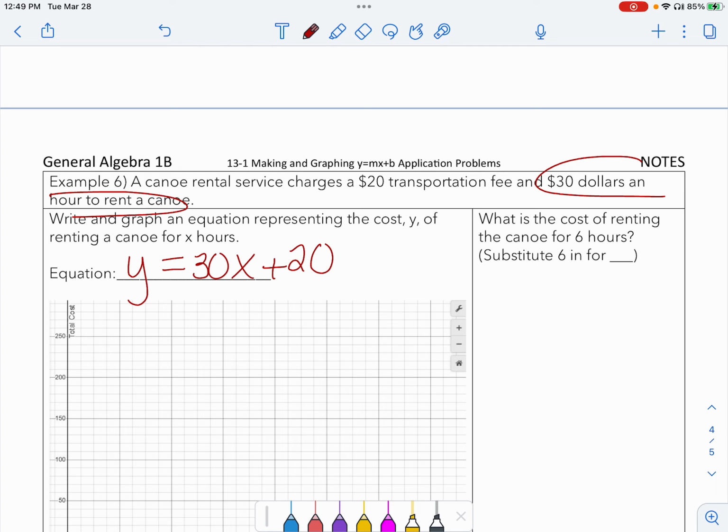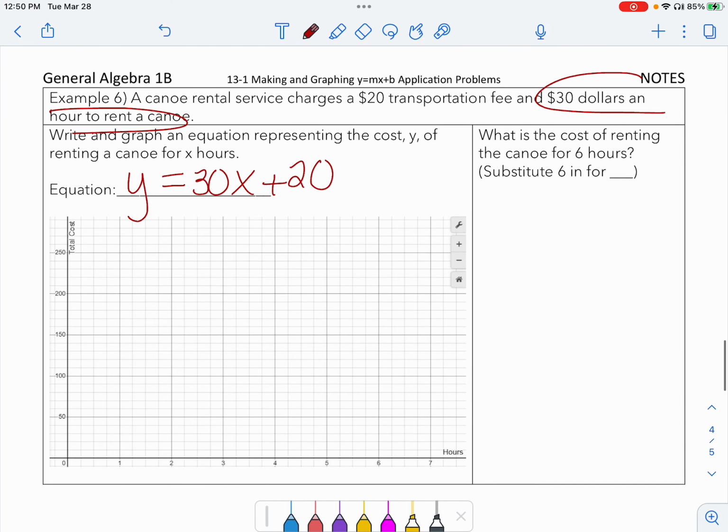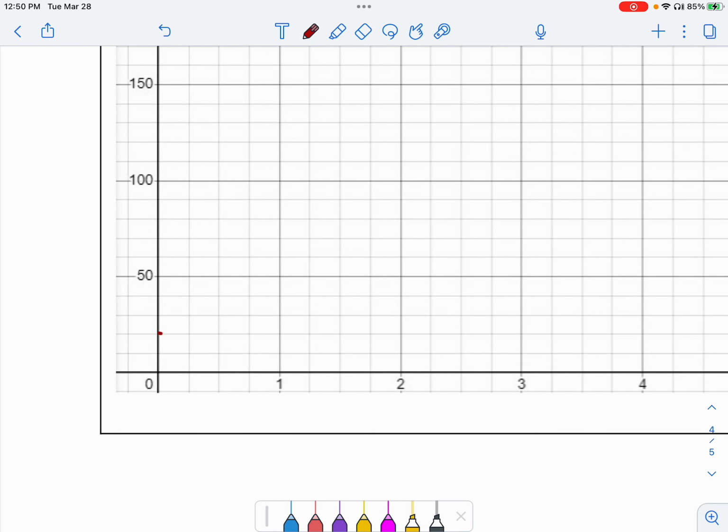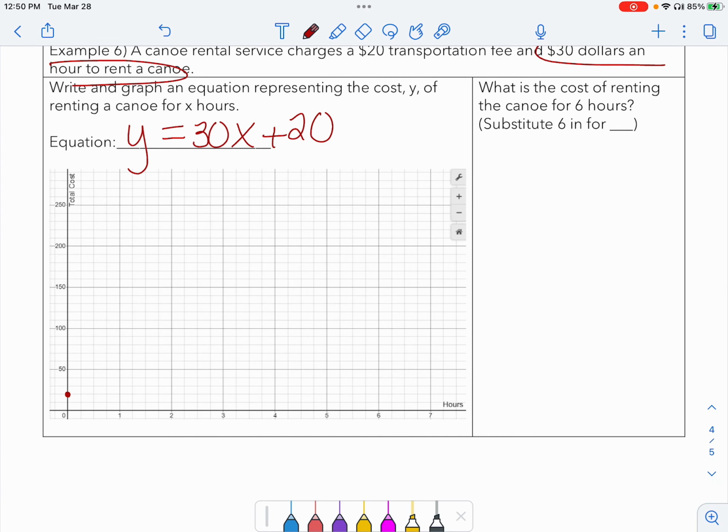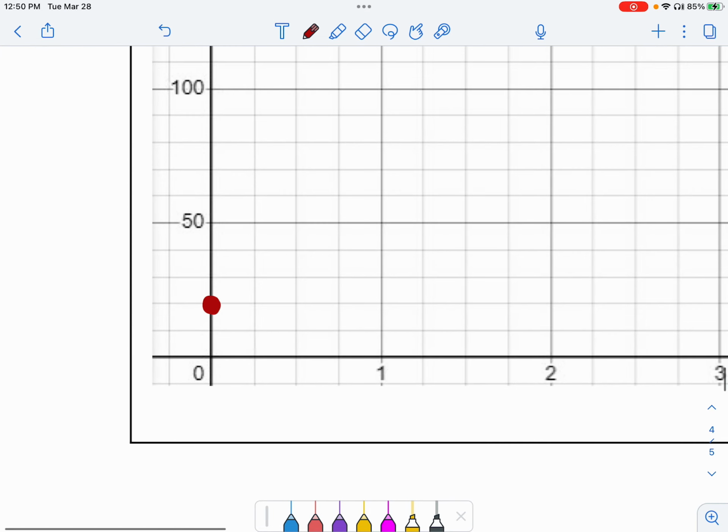Now, what do they want us to use? Oh, good. They want us to use y and x. So that is, thank goodness, very convenient for us. With that being said, let's go ahead and give it a good graph. So we're going to go to our y-intercept at 20 right here. And we're going to go up 30 units and over 1. Up 30, over 1.